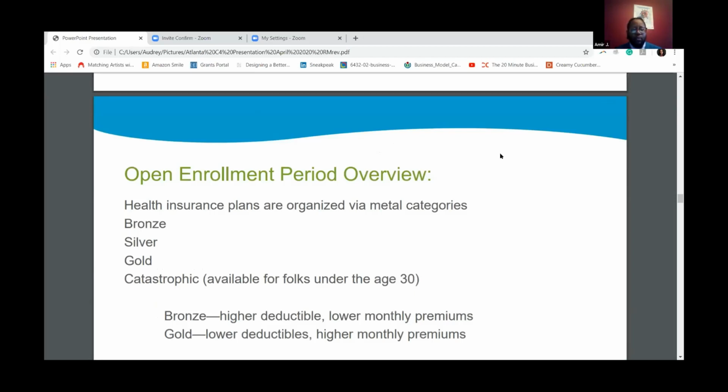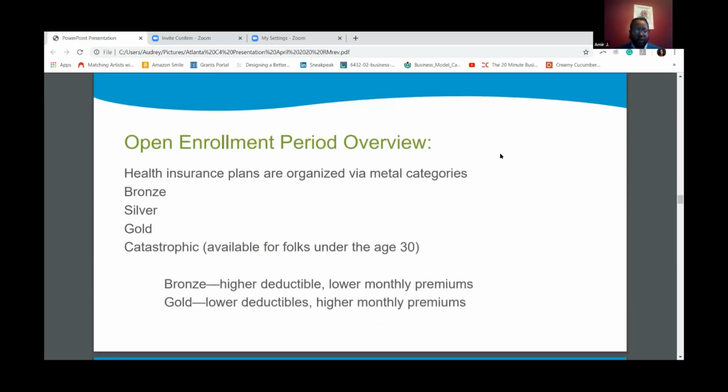A previous question mentioned silver versus bronze, so know that when you are applying for coverage, every insurance plan is going to be in one of these categories. We have bronze, silver, gold, and catastrophic. Catastrophic plans may not come up for you in the event you were over the age of 30. However, catastrophic plans are available for young adults that are interested in purchasing coverage.